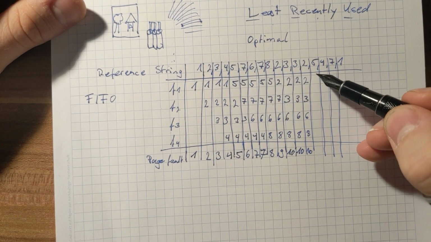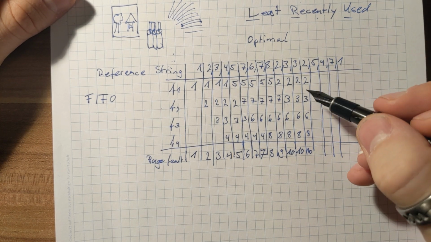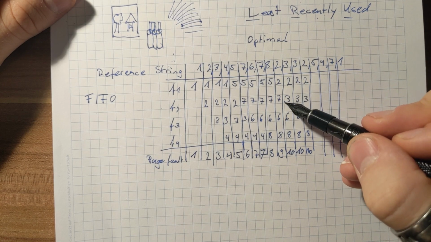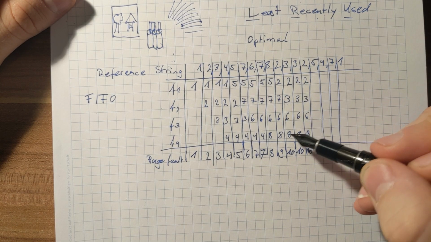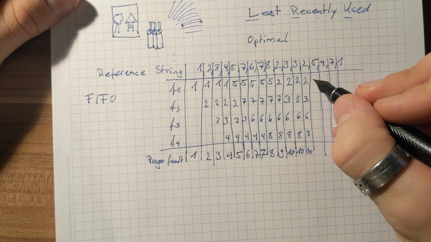So now we have to write it back here and see where we can put it. So 2 has been in for 4 cycles, 3 for 3, 6 has been in here the longest. When we look, 8 came in here, we have to replace the 6.